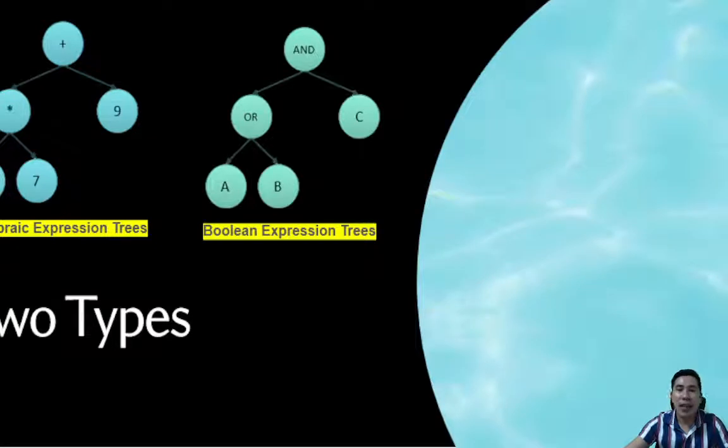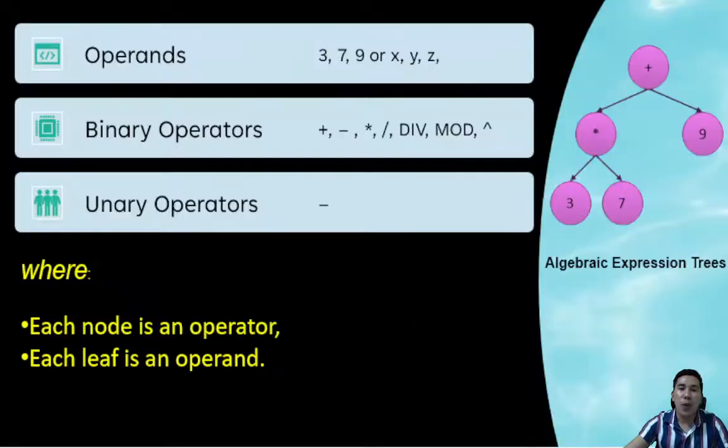So here, as I've said earlier, there are actually two types of expression trees. We have the algebraic expression trees and Boolean expression trees. For this session, I'm only going to discuss algebraic expression trees. Okay, so what is an algebraic expression tree?